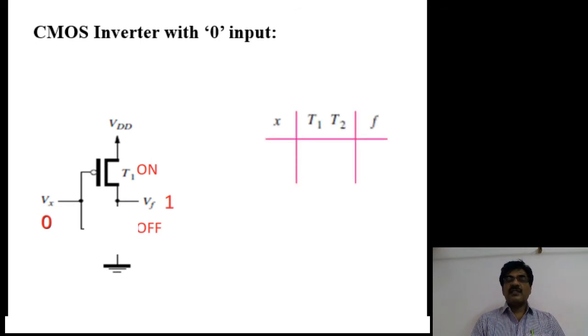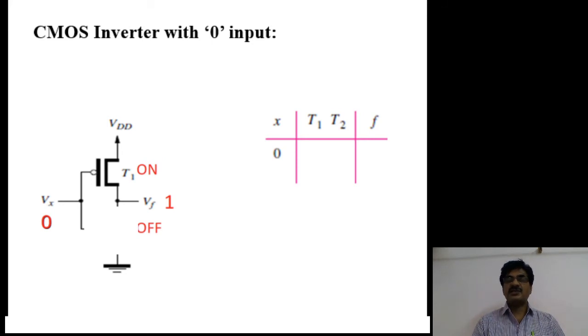Let me fill the functional table with reference to this operation. The functional table includes different columns like inputs, number of transistors and outputs. Now here the input is logic 0.